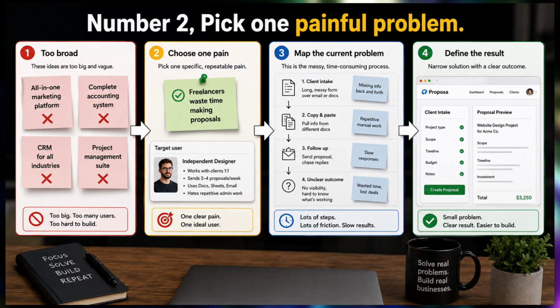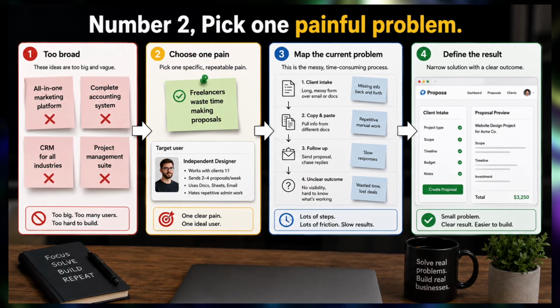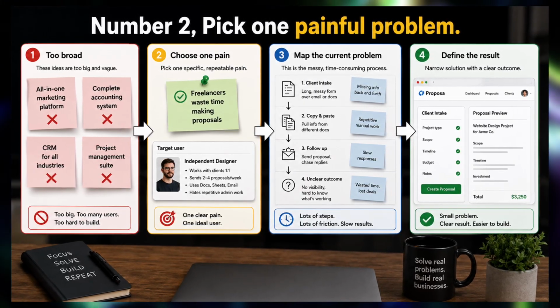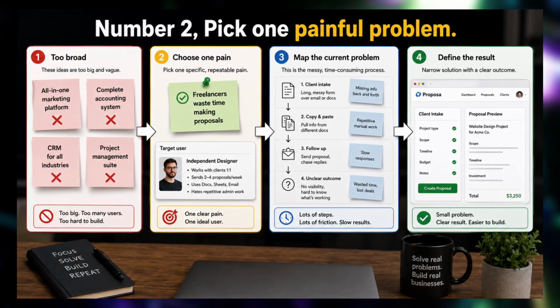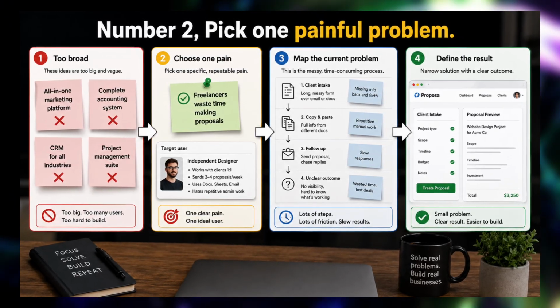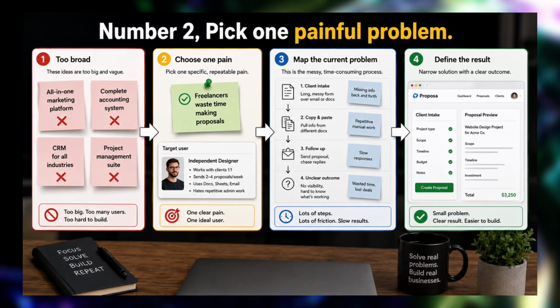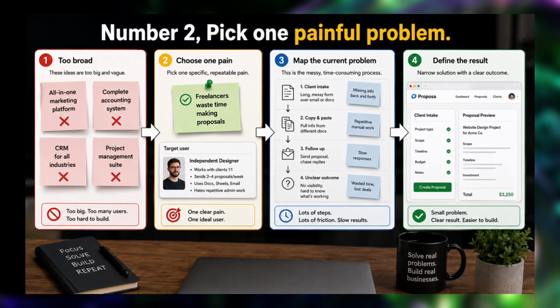Number 2, pick one painful problem. The first step is choosing a problem that is narrow enough to build, but important enough that someone might pay for it. Do not start with a huge idea like a full marketing platform, full accounting system, or full customer relationship management tool. Start with one specific pain.